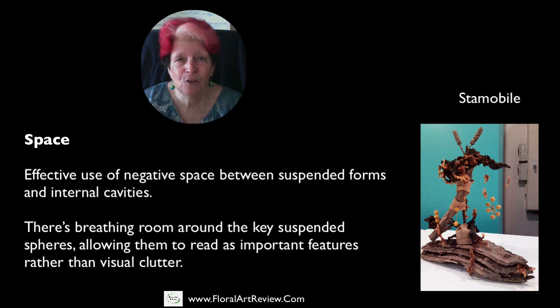So you need to think about using that as part of your design, not to jam in your plant material or jam in the other material that you're going to use and not have any space in between. You know, I think I've said it in other videos, but I had a mentor very early on who said every flower has a face and every face should be seen. So what she was trying to say was that give each piece of plant material that you put into a design its place, and let there be some space around it so the judge can see it, so you can see it, so people enjoying your design can see it. There's breathing room around the key suspended spheres, allowing them to read as important features rather than visual clutter.